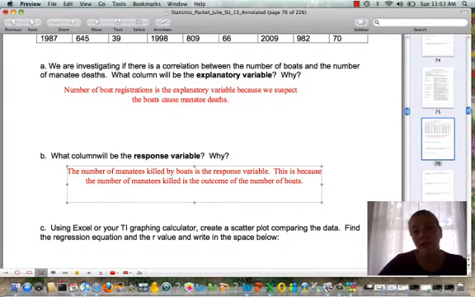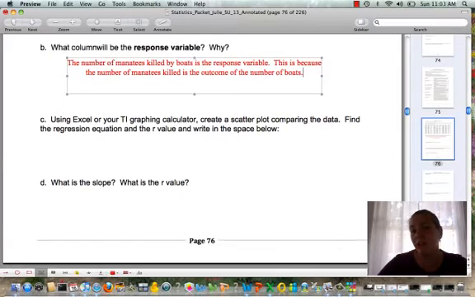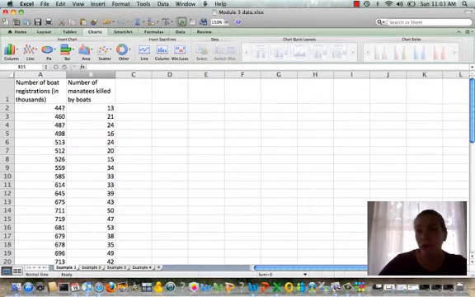In part C, we're using Excel, or you could use your TI graphing calculator to create a scatter plot to compare the data. Then we're going to find the regression equation and the R value. Remember, R is the correlation value, and write it in the space below. So in Excel, I have uploaded the Module 3 data, and if you come on the bottom sheet to Example 1, you'll find the data from the table is already typed in. So you can download this file from Desire to Learn.